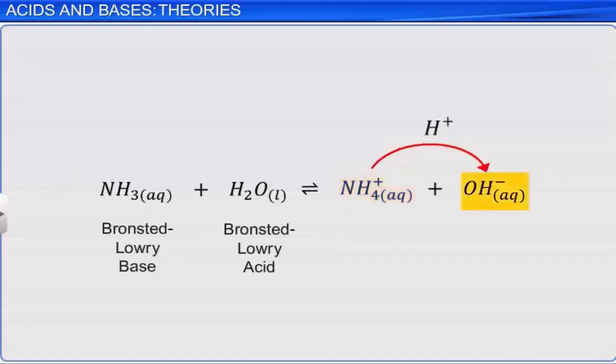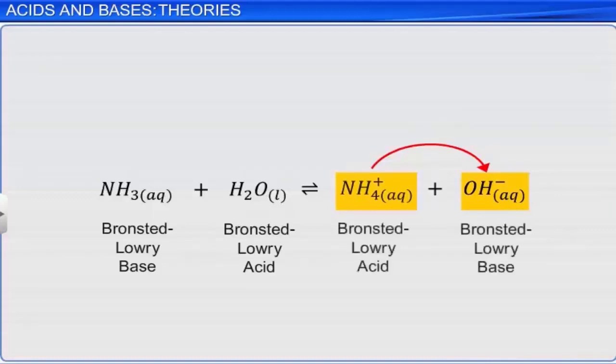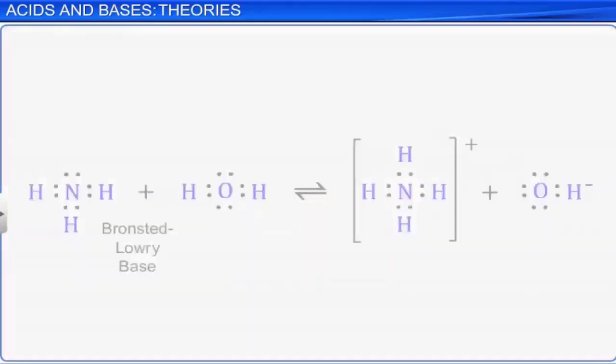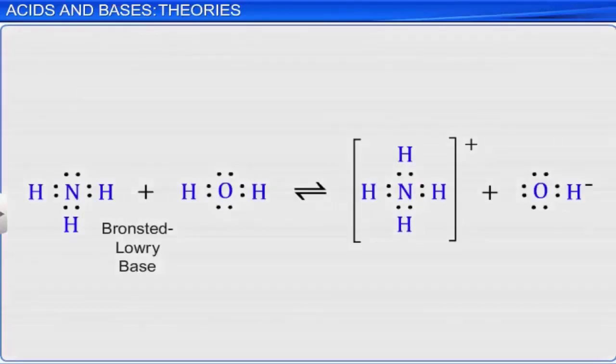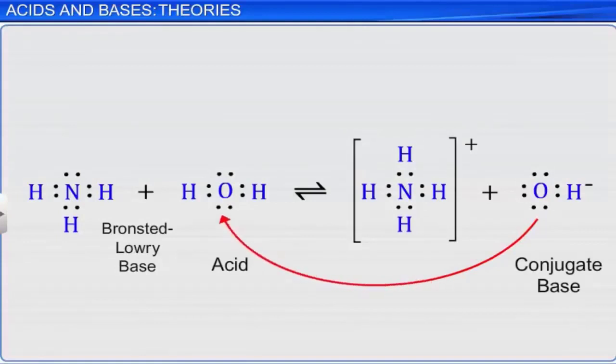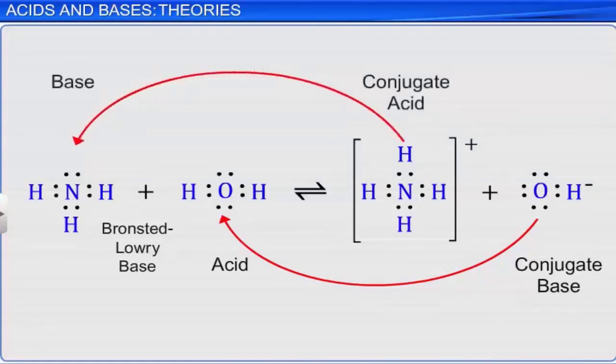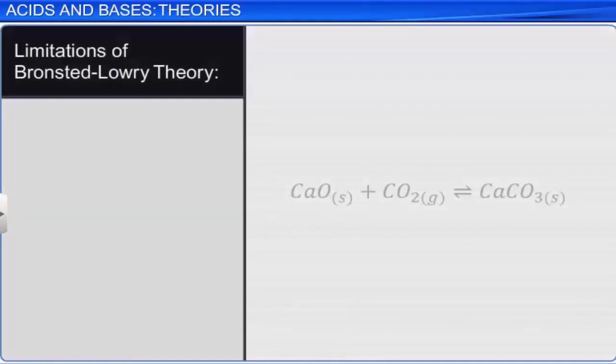Hence, NH4+ and OH- act as Bronsted-Lowry acid and base, respectively. In this case, the OH- ion is called the conjugate base of the acid, H2O, and the NH4+ ion is called the conjugate acid of the base, NH3. However, even this theory had its limitations. The theory fails to explain some reactions that do not involve a proton transfer.